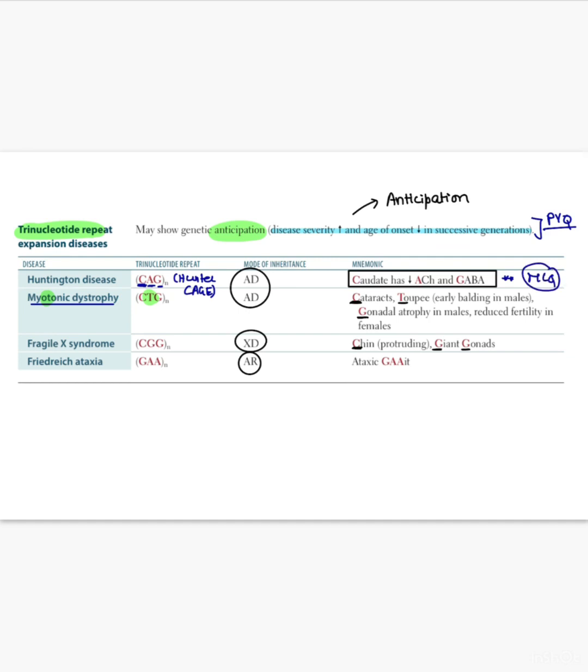Which one of the following is correct for Huntington disease? Remember like this: C for caudate atrophy, A for acetylcholine decrease, G for GABA decrease.